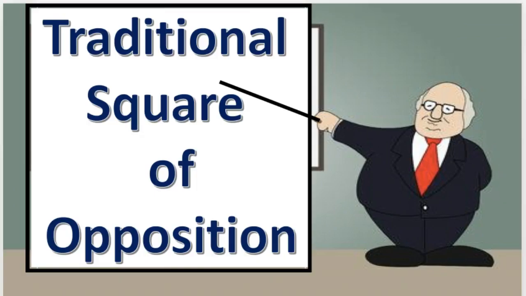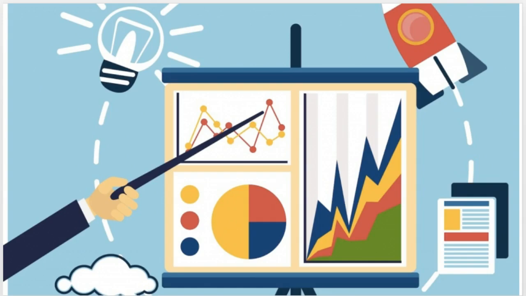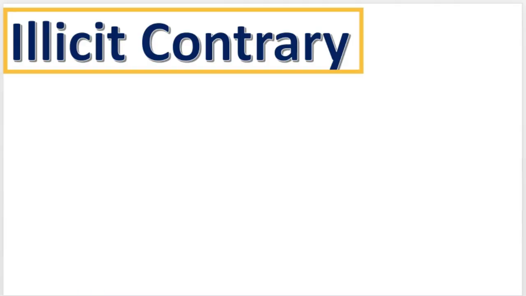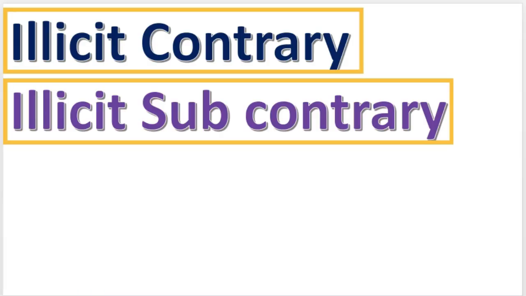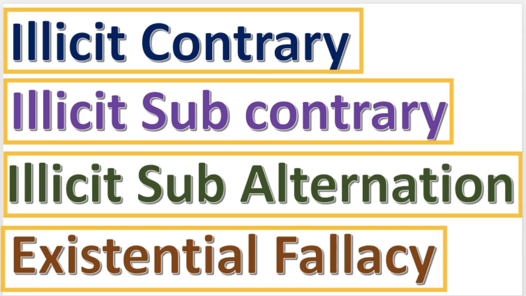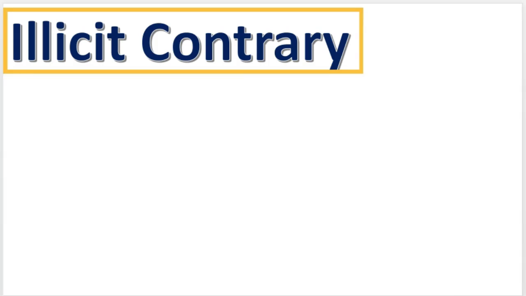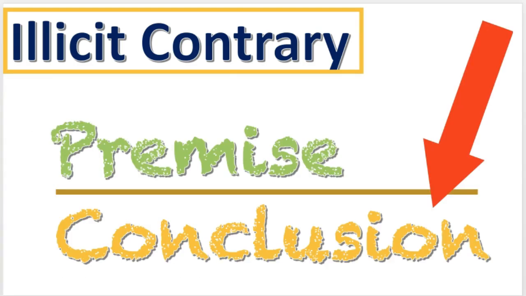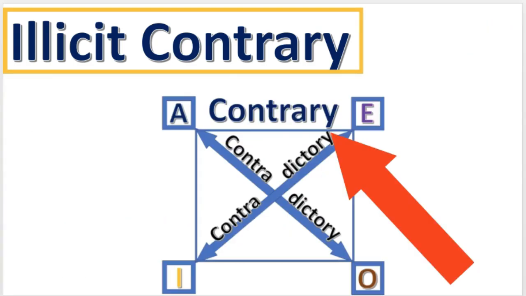Evaluating inferences using the traditional square of opposition is the topic of this video. Four formal fallacies can arise, namely illicit contrary, illicit subcontrary, illicit subalternation, and the existential fallacy. So again, illicit contrary. Now this fallacy occurs when a conclusion is drawn improperly from the contrary relation.